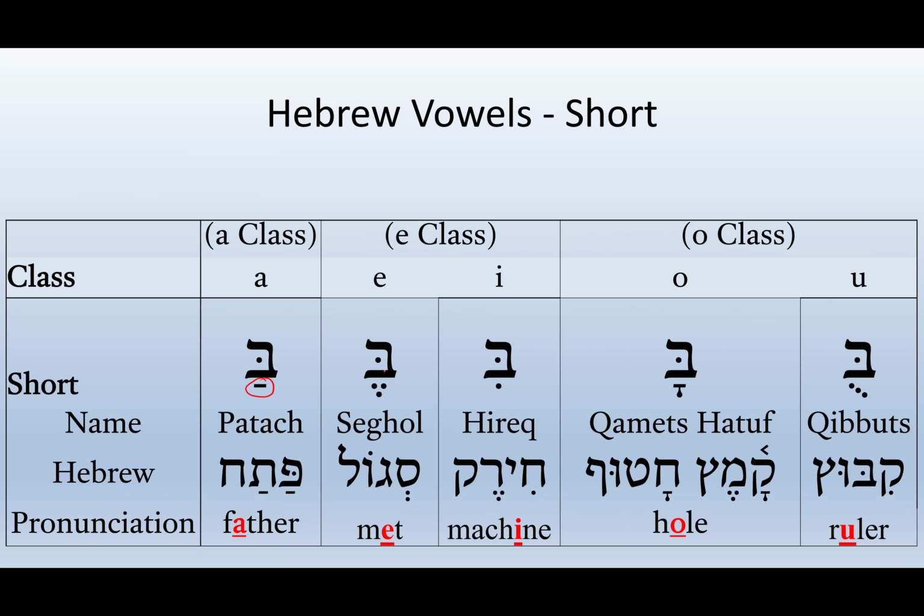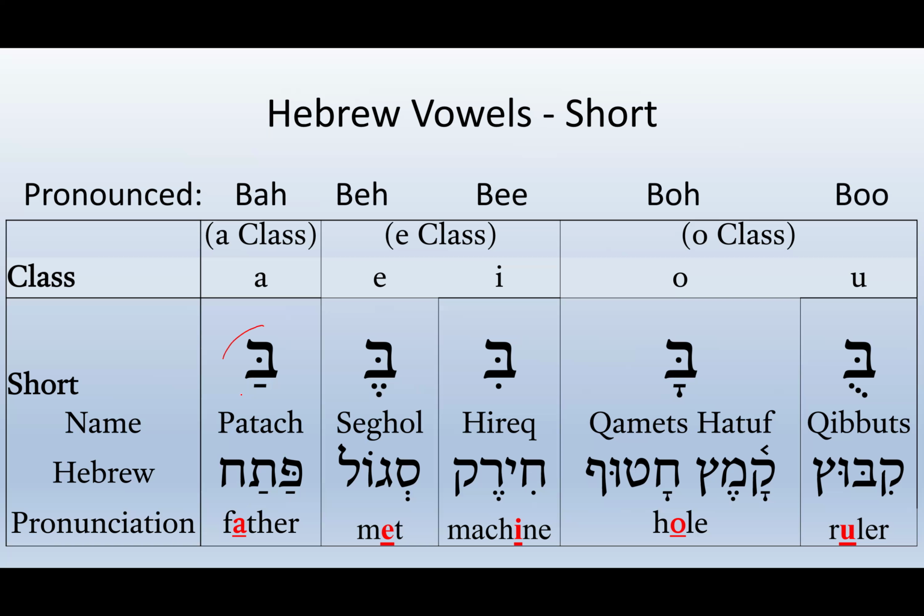And we have a kamatz hatuf. We'll talk more about that because that looks an awful lot like the other kamatz. That'll be something we discuss more in the next chapter. So don't worry about it too much at this point in time. But that's an O, and still a long O sound. And kibbutz, it's a short U, but it's like ruler. It's still a long U sound for an English long U, kibbutz. So ba, be, bi, bo, bu. Those would be the pronunciations of each. If these were words, that's how they'd be pronounced. Ba, be, bi, bo, bu.